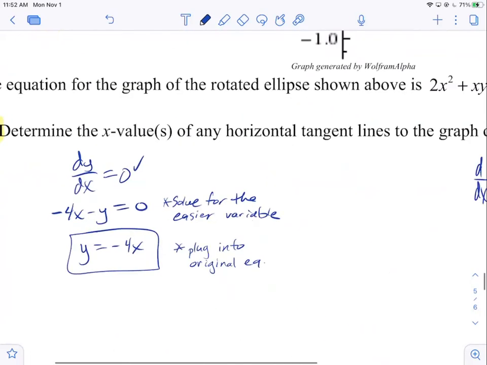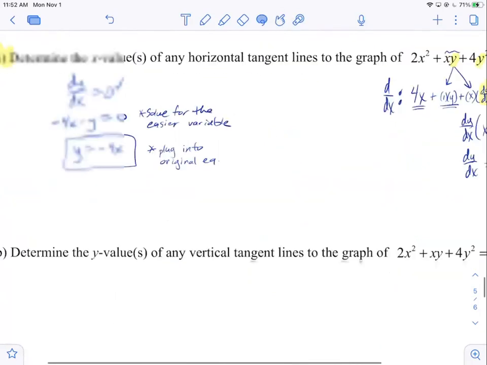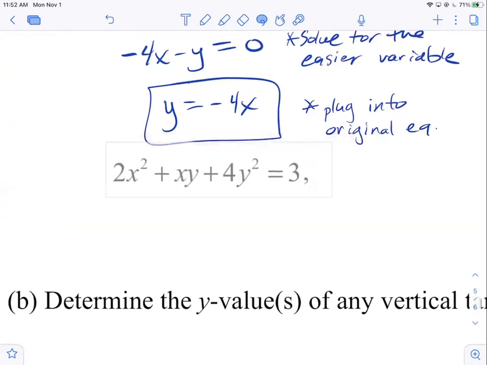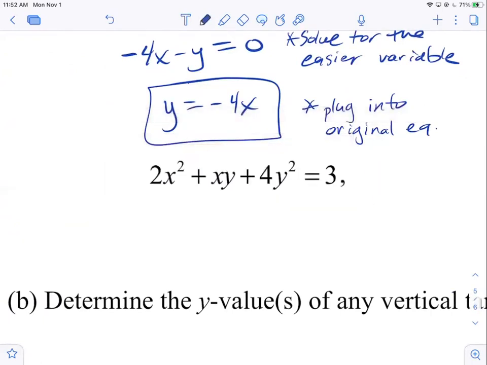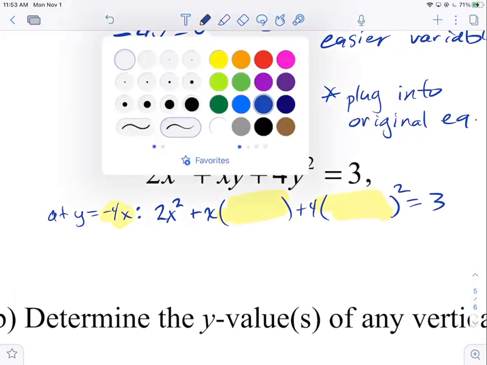So let's come up to the original equation. I'm going to copy it. Paste it here. And now I'm going to say, at y equals negative 4x, or something to that effect, just to show that we're plugging in. We're going to get 2x squared plus x times y plus 4y squared equals 3. And what are we going to plug in here where y used to be? A negative 4x.